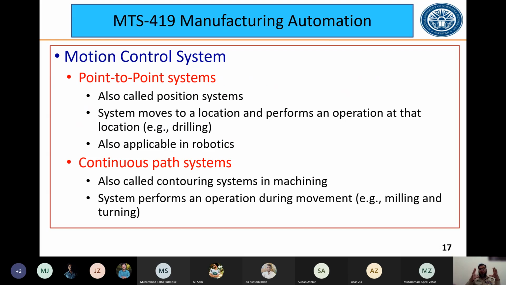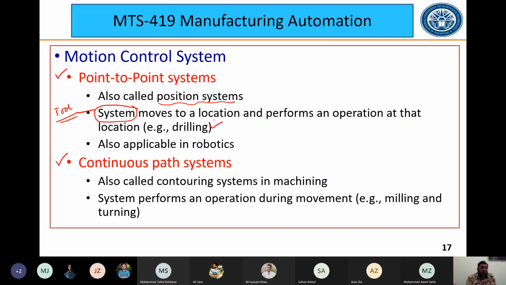We have talked about the machines first, what type of machines would be used, and now we are coming back to the part which is before the machine: how the machine control unit is going to control the motion of the tool. There can be 2 systems in which the motion of a tool can be controlled: a point-to-point system and a continuous path system. What would a point-to-point system be? This is also called a position system. The tool will move to a location and perform an operation at that location.